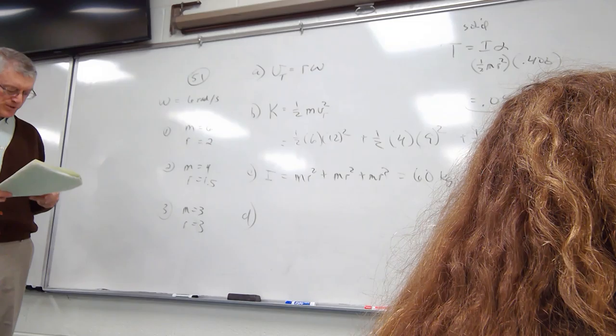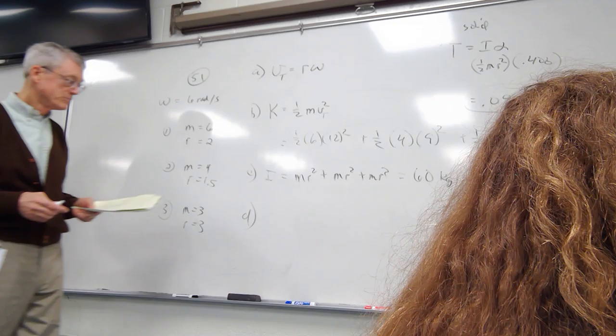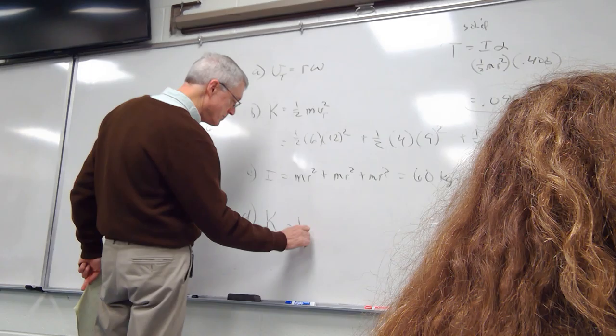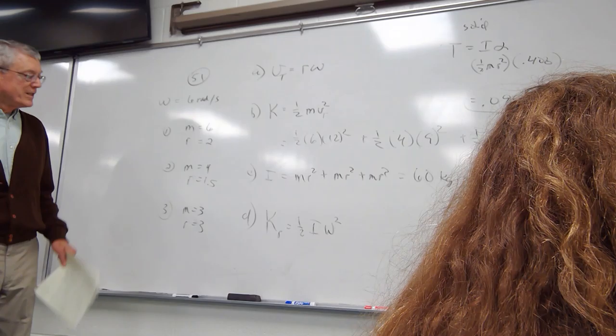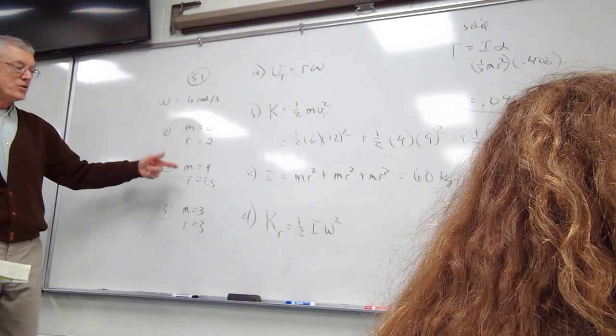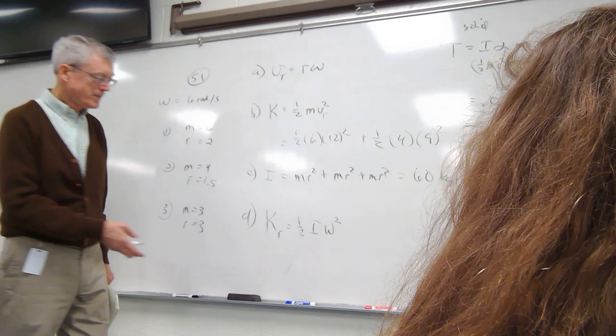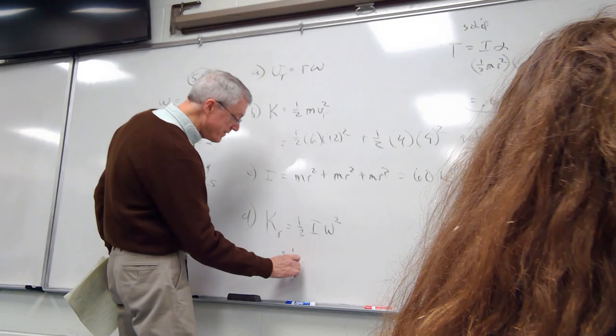Okay, now part D. Find the rotational kinetic energy of the system using the relation kinetic energy rotational equals 1/2 I omega squared. If it wants K rotational for the whole system, again, you've already added up all the I's to be 60, so you can just do it once and put 60 there, because that's what we already found in part C. So it's going to be 1/2 60 times, and omega was 6, remember?